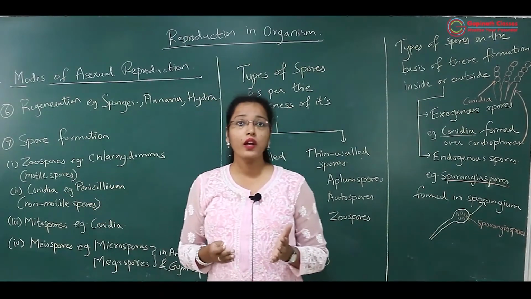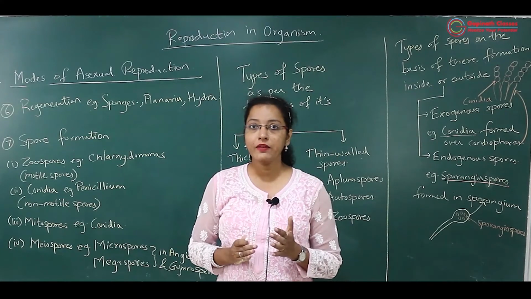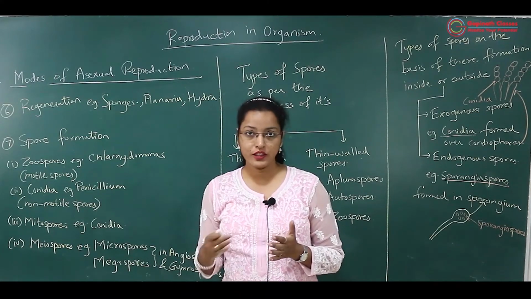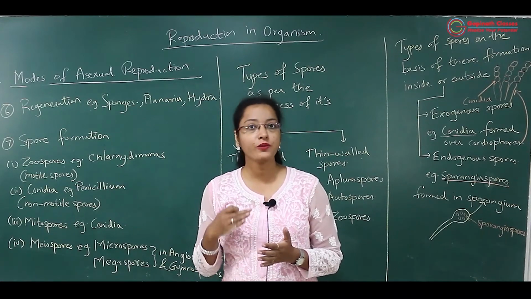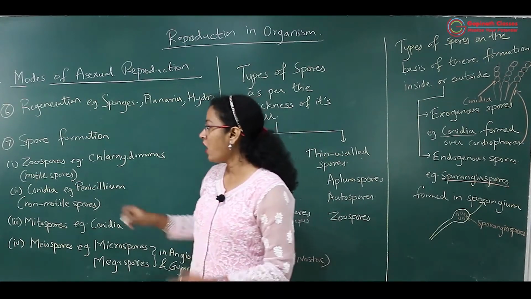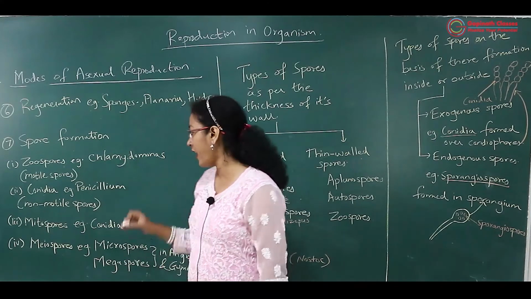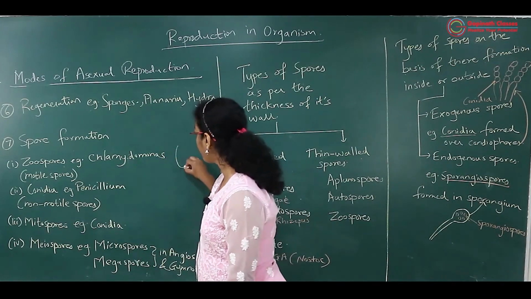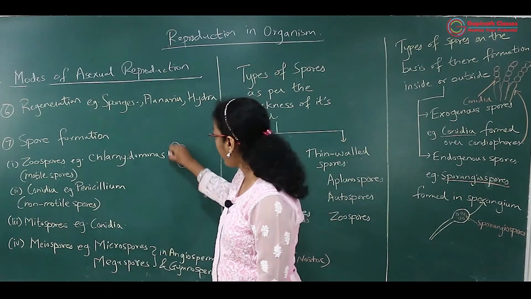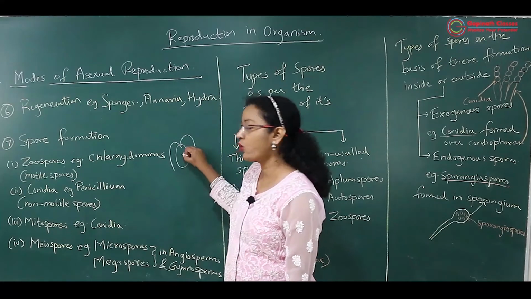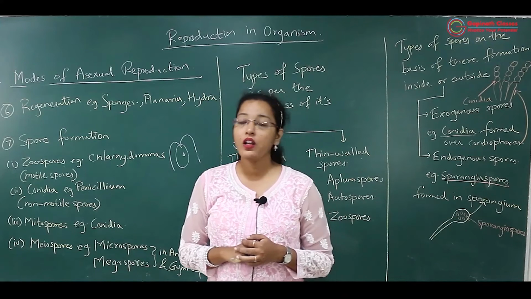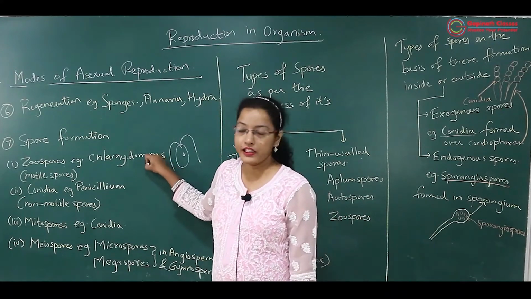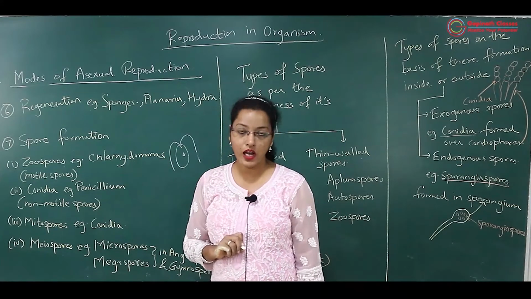Zoospores, zoo. Zoo means what exactly? Motile. Zoology, study of animals. Animals have locomotory organs for locomotion. Here zoospores will have flagella. How are the zoospores? Zoospores are like this. They have two flagella for locomotion. So, these zoospores are produced by simple algae, that is Chlamydomonas.